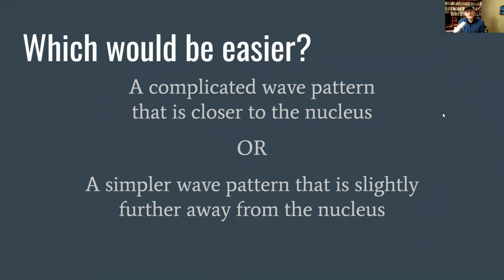All right, so at this point, which would be easier? A complicated wave pattern that is closer to the nucleus, like the 3D orbital, or a simpler wave pattern that's slightly further away from the nucleus, like the 4s? So in other words, which one are we actually going to fill with electrons first? The 4s, which is a nice simple sphere to try and fill, but it's a little bit further away? Or are we going to go in that complicated D pattern and be slightly closer to the nucleus because it's a 3rd energy level instead?